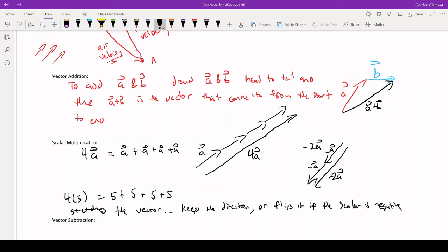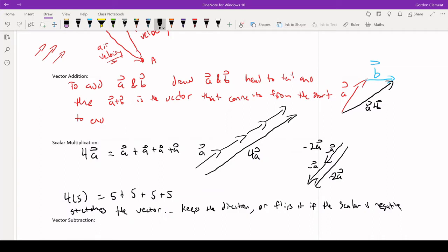So 5A is the vector that's 5 times as long as A, but in the same direction as A. Negative 3A is a vector that's 3 times as long as A, but in the complete opposite direction of A. That's kind of the idea with scalar multiplication of vectors.